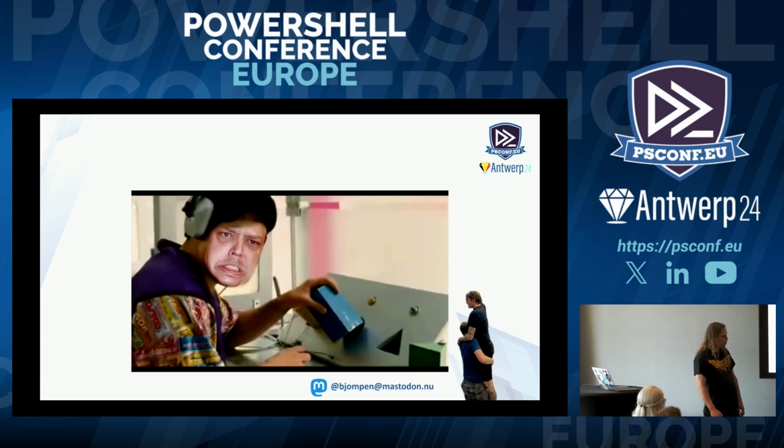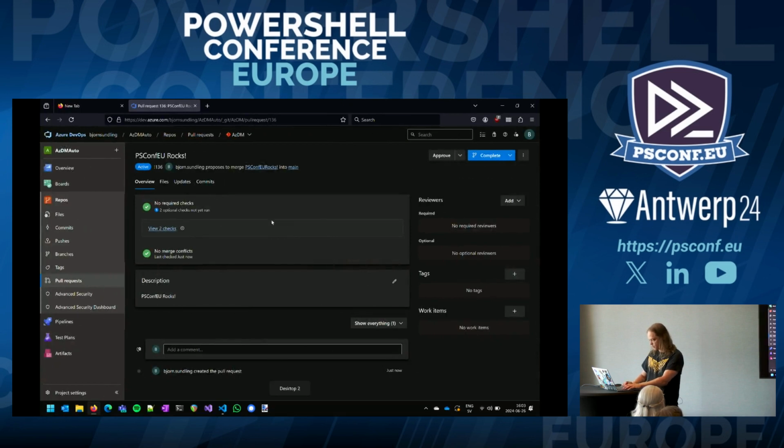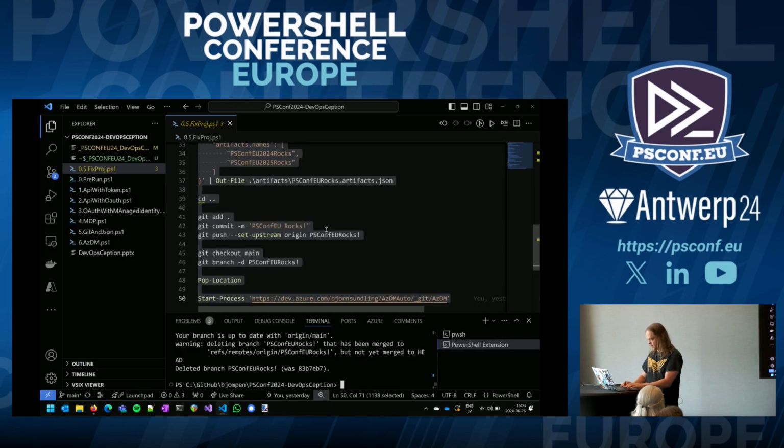Let's go back to this one. So, like I said, we're going to do a puzzle today. And we're going to start with the first piece, something that's been around forever, Azure DevOps and the API. It's been around for a long, long time. It's a well-documented and well-based API. It can do all kinds of fancy stuff. And it even comes with good examples and stuff.